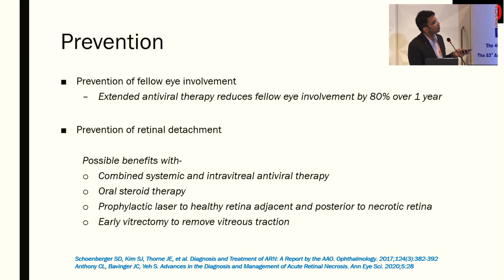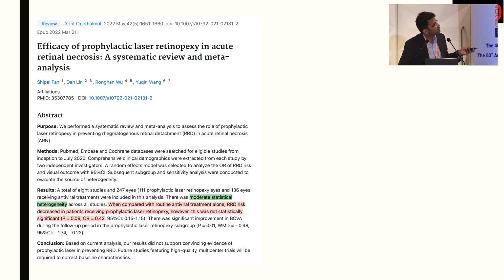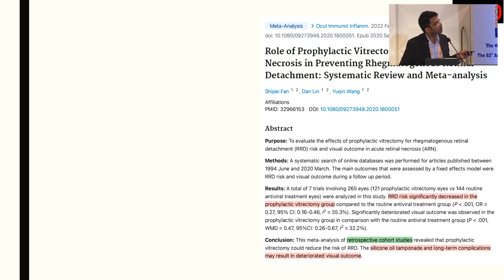Now, prevention in the fellow eye could be done, as I told, by extended antiviral maintenance therapy. For retinal detachment, there is not much proven role, but possible benefits could be with combined intravitreal therapy and prophylactic laser or early vitrectomy. Now, the meta-analysis studies recently published do not support the role of either prophylactic laser or prophylactic vitrectomy, but these are being explored. The downside of these meta-analysis studies is that they have mainly concentrated on retrospective cohort studies; there are no prospective controlled trials.